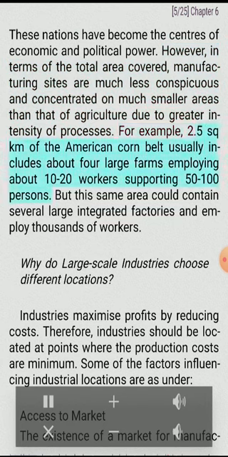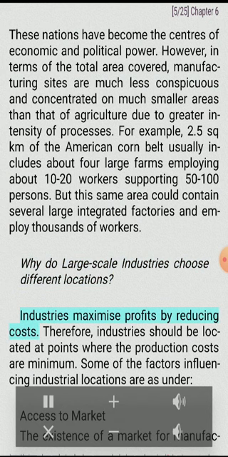For example, 2.5 square kilometers of the American Corn Belt usually includes about 4 large farms employing about 10 to 20 workers supporting 50 to 100. But this same area could contain several large integrated factories and employ thousands of workers.